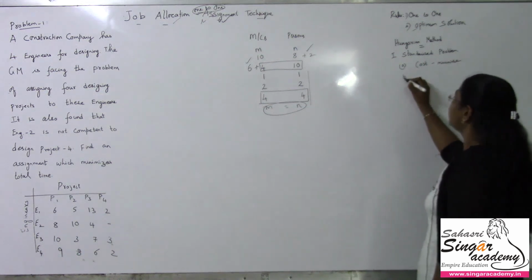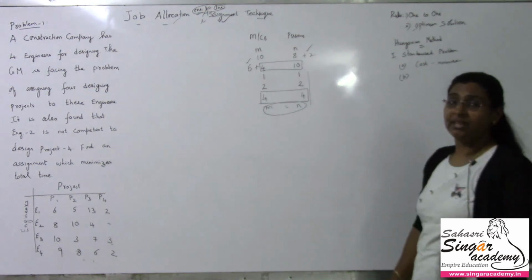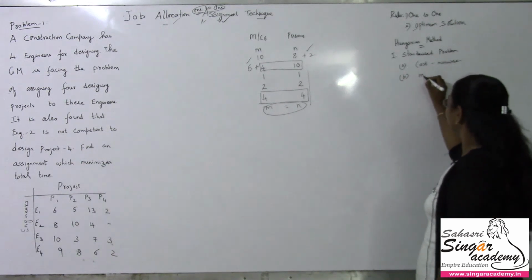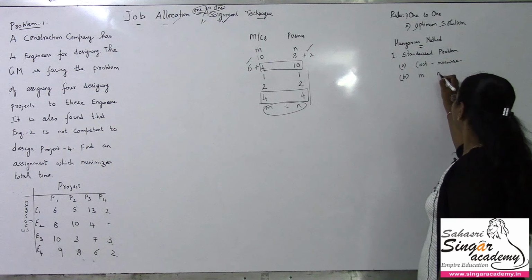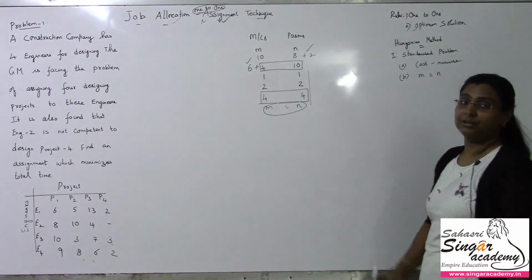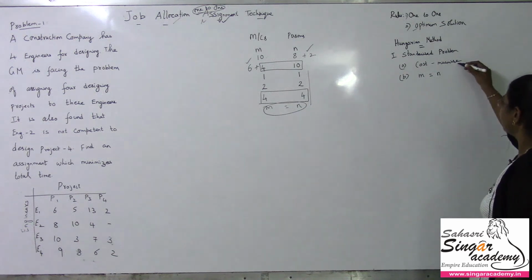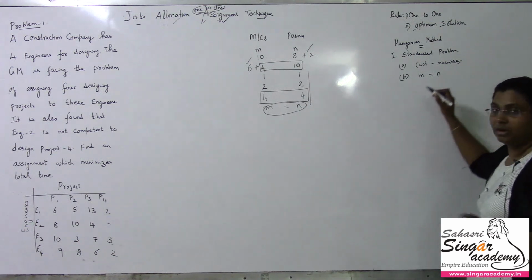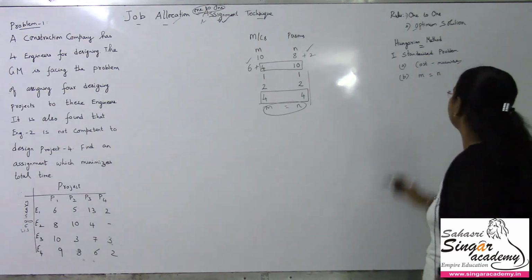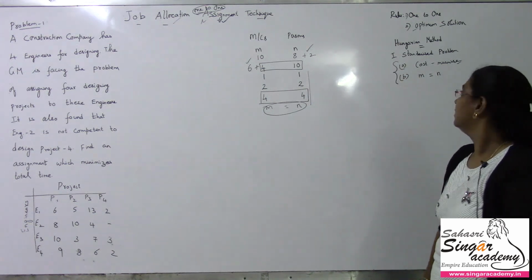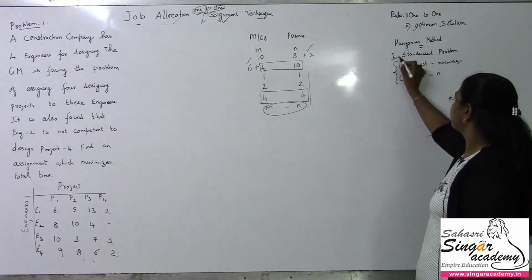Second case with respect to the assignment technique: we need to have an equal number of machines and persons. That is, m rows and n columns, where m is equal to n. There should be an equal number of rows and columns. So it should be a minimization problem, and there should be an equal number of persons and machines. If both hold, we call this a standardized problem. This is the first case.